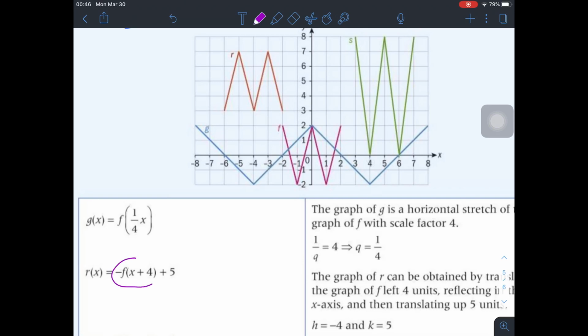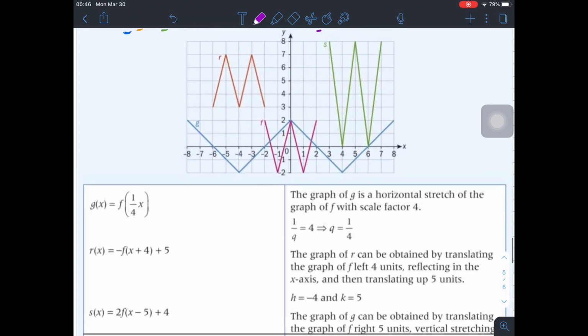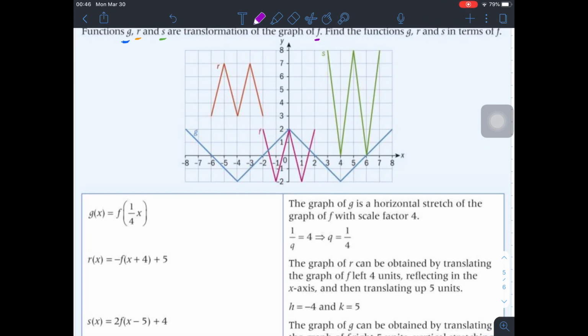So let's see the transformation. It says r of x is minus f of x plus 4, plus 5, it says. And the explanation says, the graph of r can be obtained by translating the graph of f 4 units.